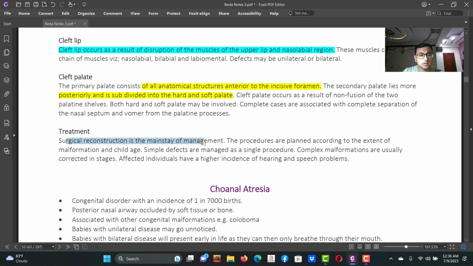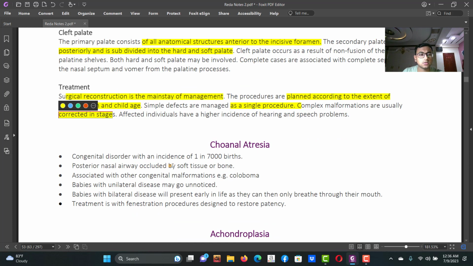So surgical reconstruction is the main treatment, planned according to the extent of the malformation. Simple defects are managed by single procedures, and complex malformations are usually corrected in stages. Affected individuals have a higher incidence of hearing and speech problems. So later on it will be discussed.